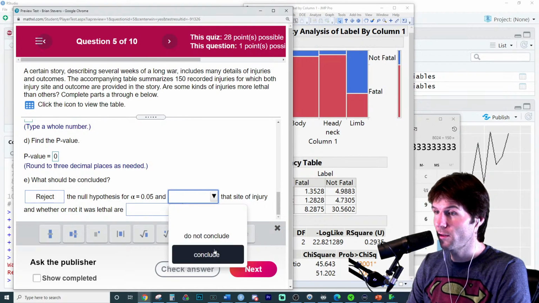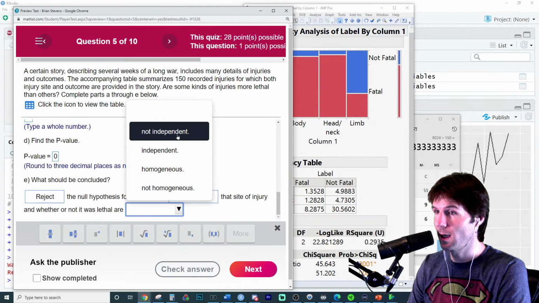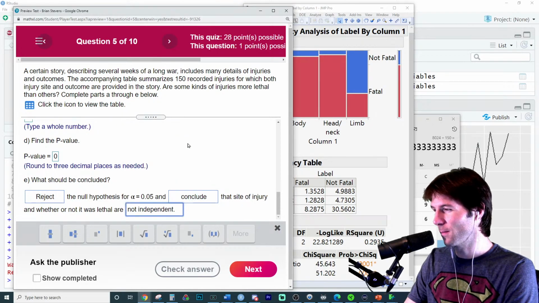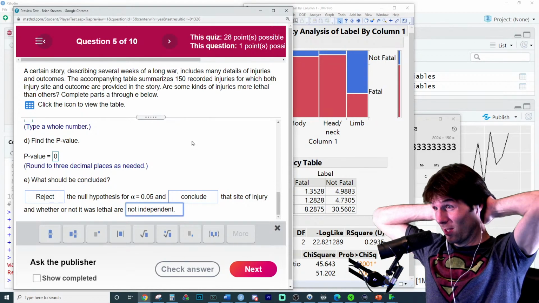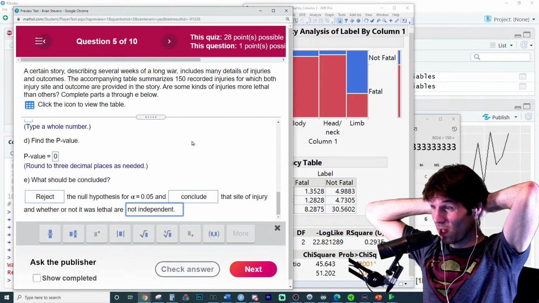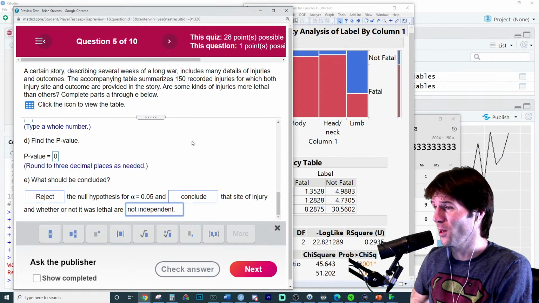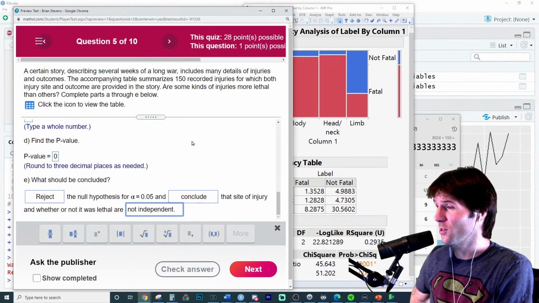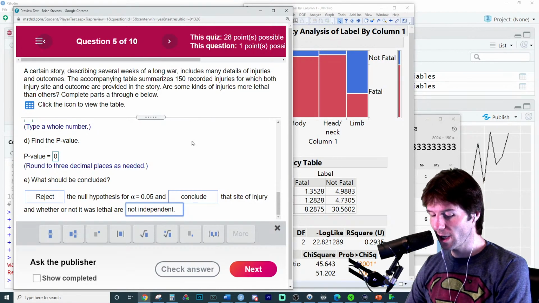There is strong evidence to conclude that the site of somebody being injured and whether or not it was lethal are not independent. That means they're associated. Like, you would just say to your friends, yeah, if you get hit in the head, you're more likely to die than getting hit in the limb. There's a strong association. There's a very big association with where somebody gets hit and the probability of them dying, like whether or not they die. And that's all we're doing right here.